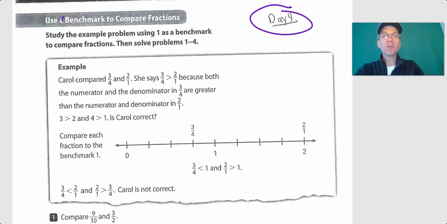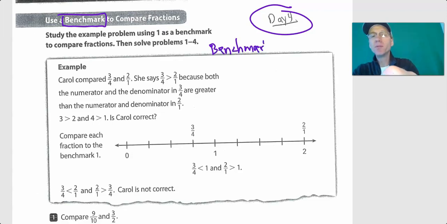It's about benchmark. So this word benchmark. A benchmark just means something that you use to compare. For example, a benchmark is just something used to compare. Like in fractions, the benchmarks are things like 1/2 and 1.